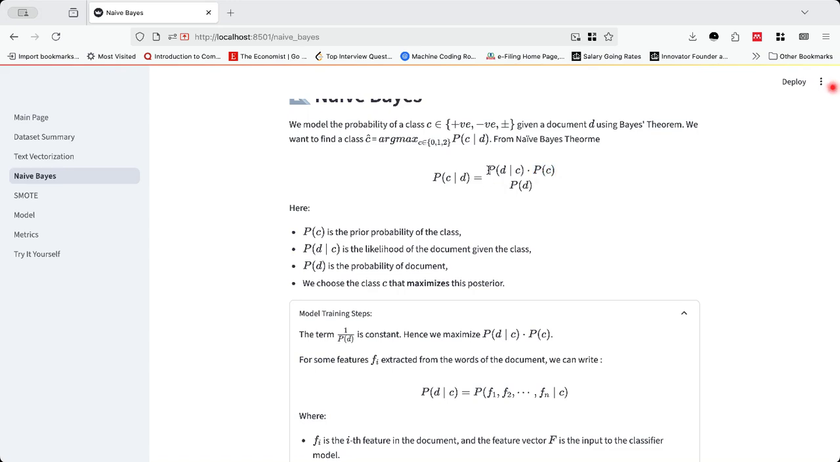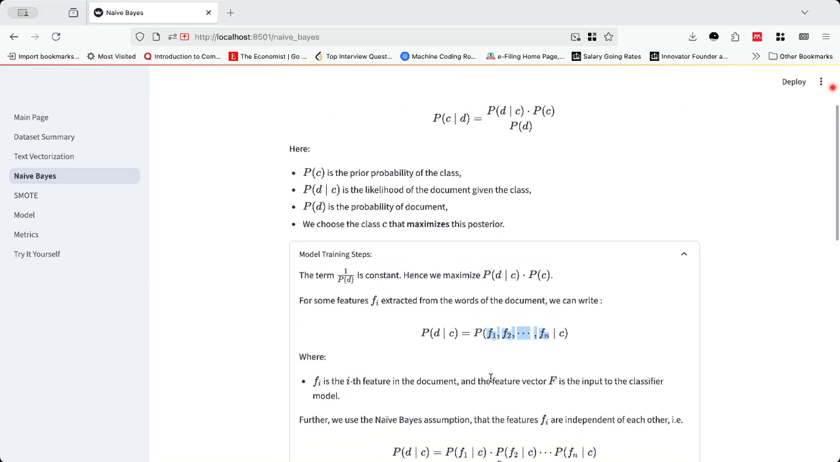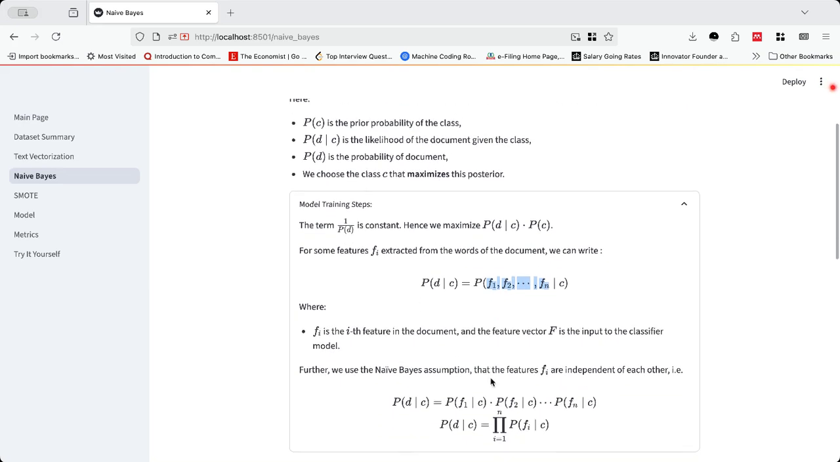And what about the likelihood? Probability of the document given a class. We've already discussed it. It's nothing but the probability of the various features or the words in that particular document multiplied together.